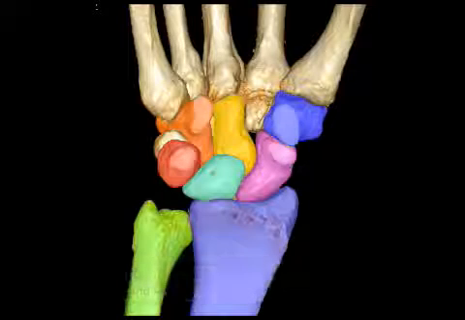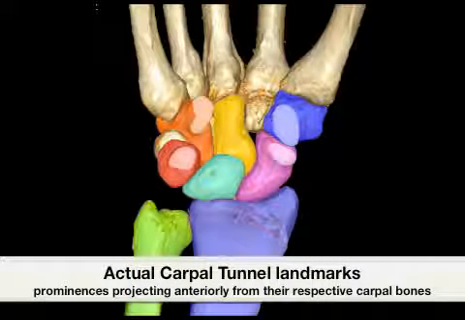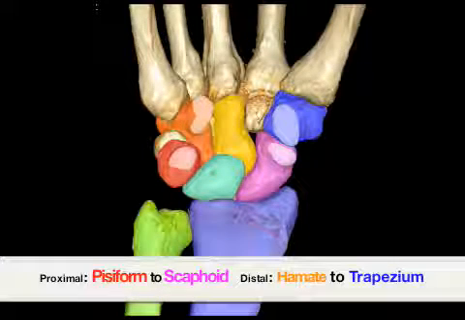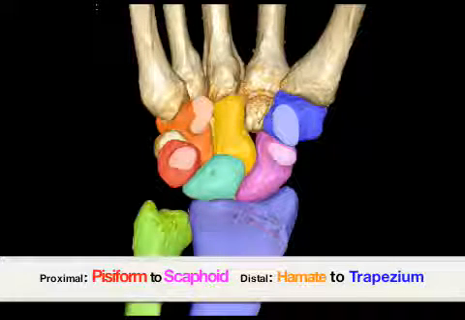The white areas are the actual insertion points of the carpal tunnel landmarks. From the red pisiform attaches to the purple scaphoid, and the orange hook of the hamate crosses over and attaches to the trapezium tubercle.